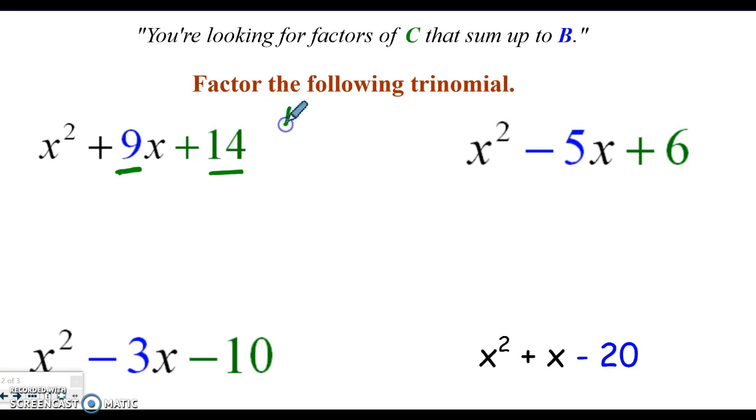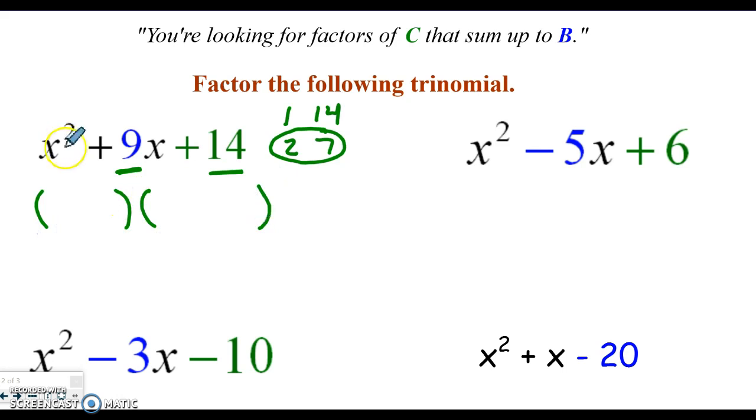14 we know is 1 times 14. We also know you can do 2 times 7. They're the only two sets of factors that will multiply to give me 14. So which one of those two sets of factors, also at the same time as multiplying to give me 14, add up to give me 9? Easy, right? These two.